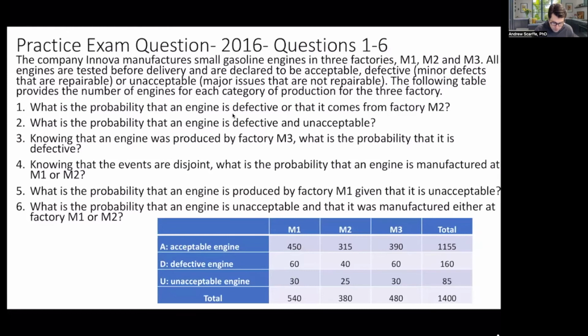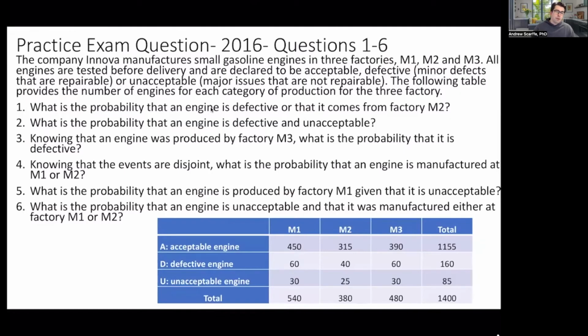Okay, so the company Innova manufactures small gasoline engines in 3 factories, that is factory M1, M2, and M3. The engines are tested before delivery and are declared to be acceptable, defective, minor defects that are repairable, or unacceptable, that is major issues that are not repairable. The following table provides the number of engines for each category of production for the 3 factories.